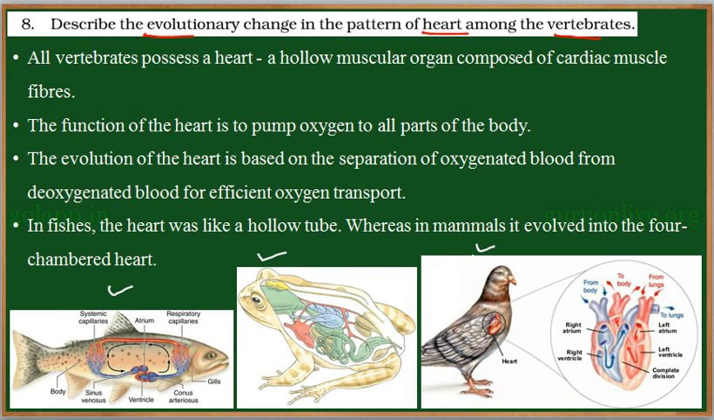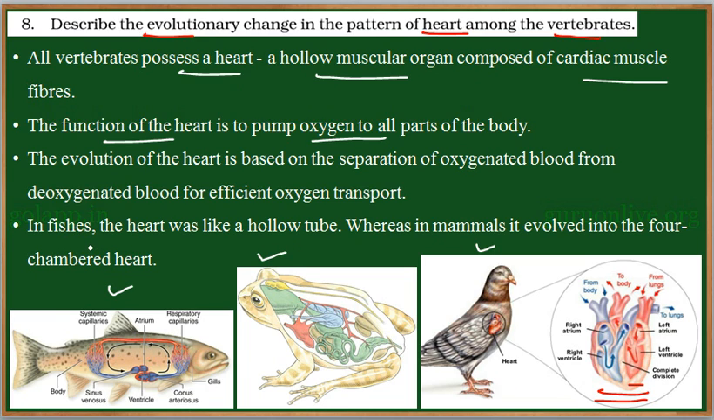Now all these vertebrates possess a heart. Now this heart is a hollow muscular organ. So here we can see it is hollow, means it is empty inside, and it is a muscular organ that is made up of a muscle, cardiac muscle. So it is composed of cardiac muscle fibers. Now the function of this heart is to pump oxygenated blood to all parts of the body. So the function of the heart is to pump the oxygenated blood to the body.